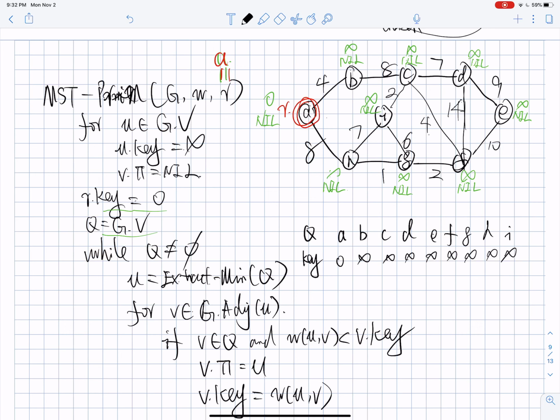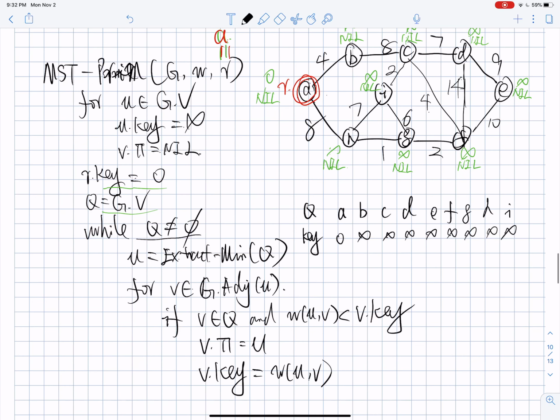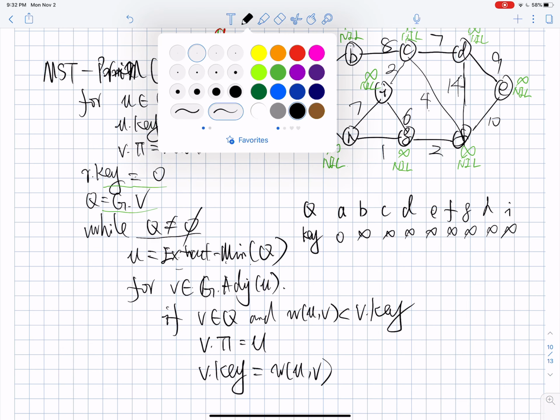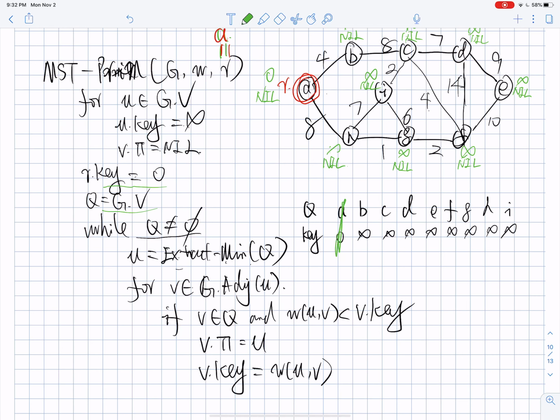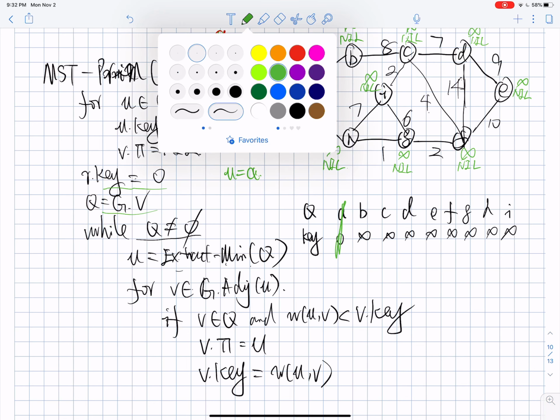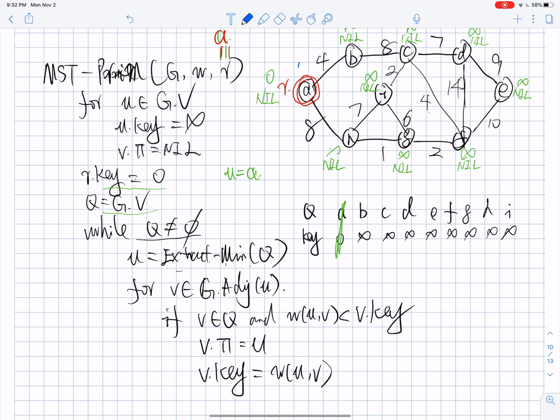So while the queue is not empty, and obviously now the queue is not empty, we're going to call the extract min function, which means that the node with the minimum key is going to be extracted from the queue. For now, it's going to be A. So A is going to get out of the queue. We have U equal to A, and I'm going to mark it over here. So this is the node U.